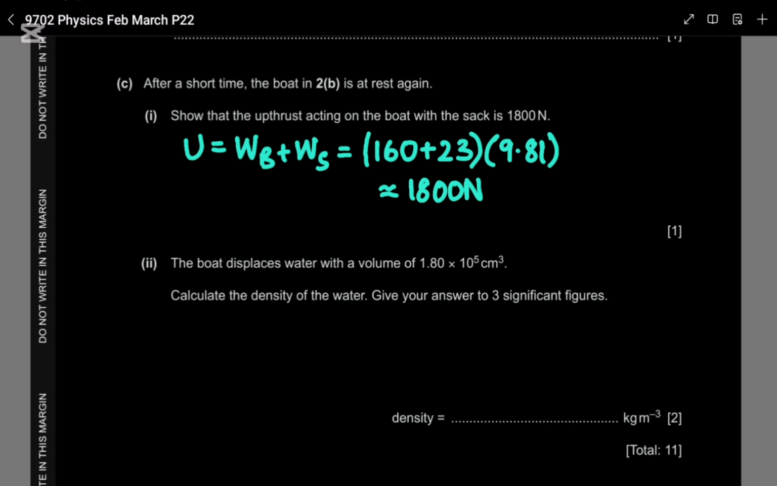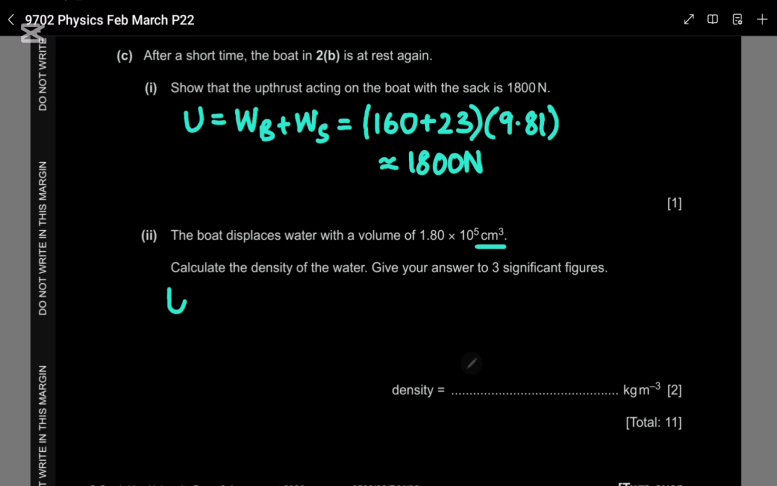Now part ii, the boat displaces water with a volume of 1.80 times 10 to the power of 5 centimeter cube. Straight away, one thing you should keep in mind is this is not an SI unit, so we have to convert it to meters cube. Calculate the density of the water. Give your answer to three significant figures.